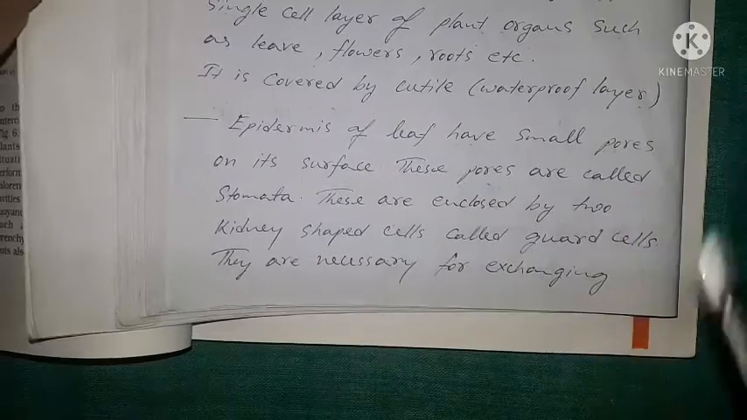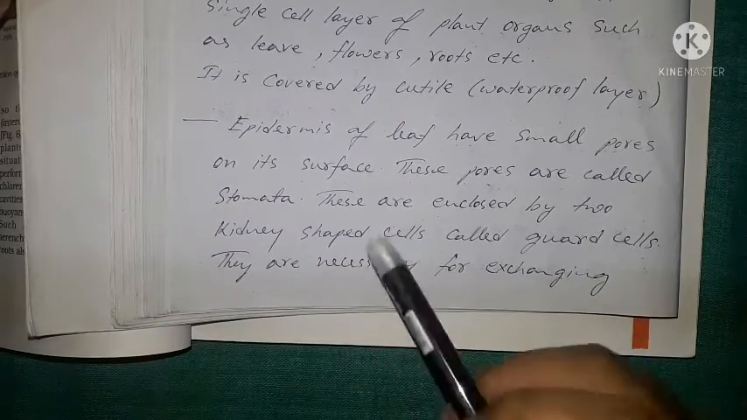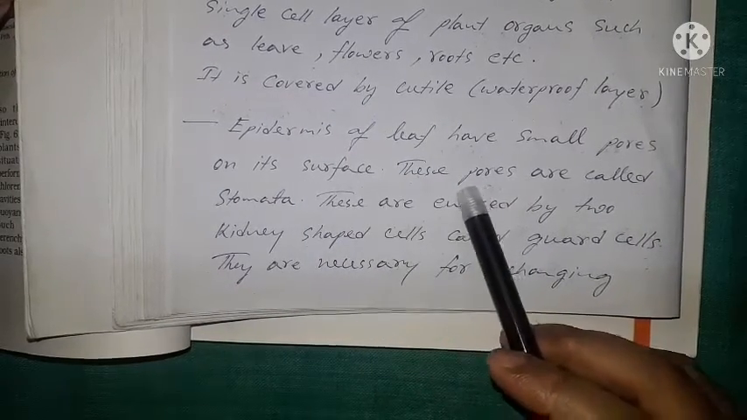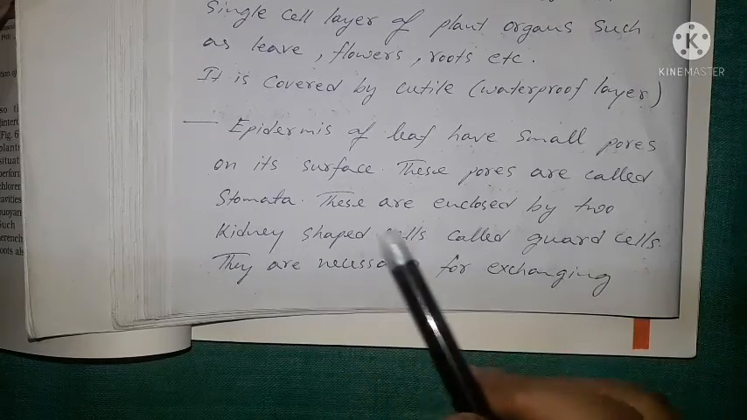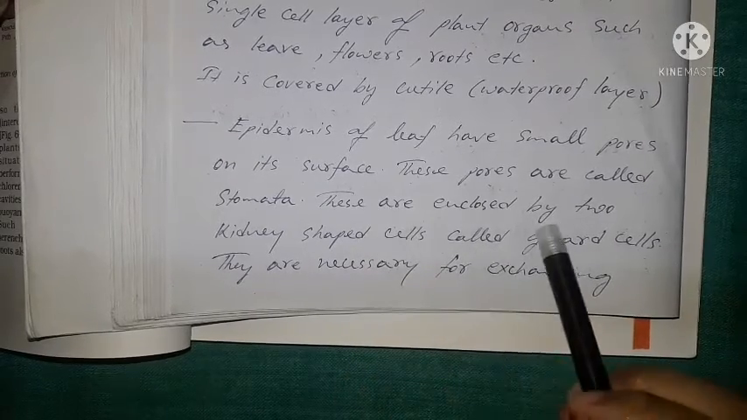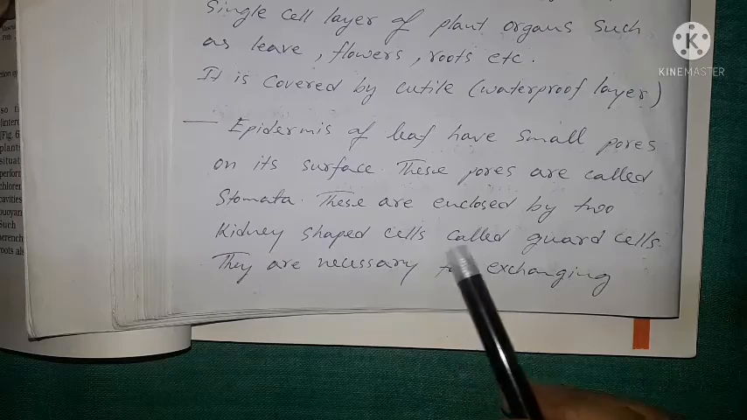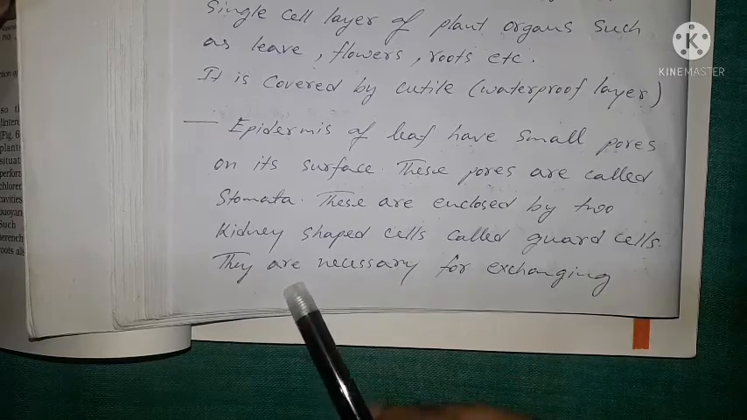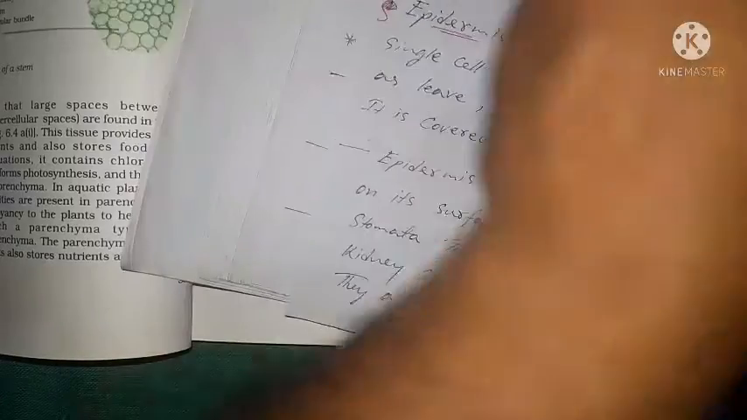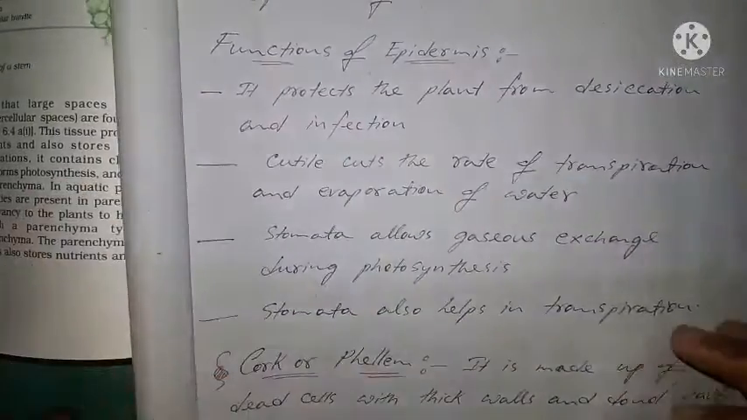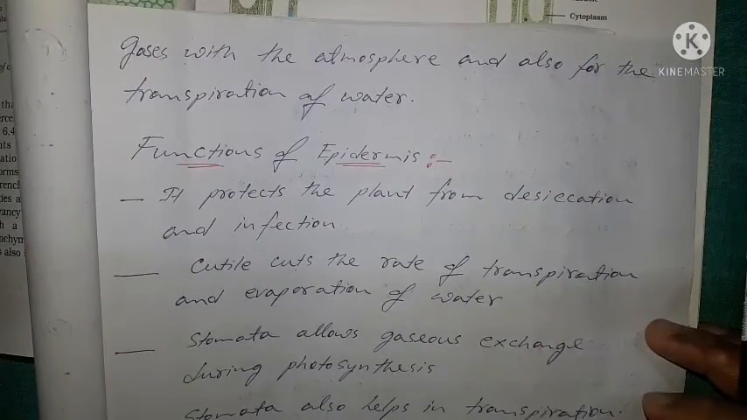Then the epidermis of the leaf has small pores on its surface. These pores are called stomata. These are enclosed by two kidney-shaped cells called guard cells. These are necessary for exchanging gases with the atmosphere and also for the transpiration of water.